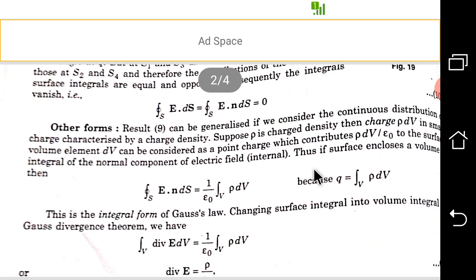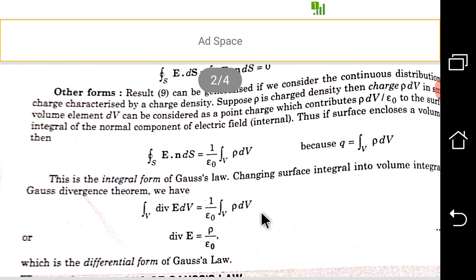Now, this is the Gauss law in another form, called the divergence form. The surface integral of E dot n into ds is equal to 1 upon epsilon naught times the volume integral of rho into dV, where rho is the charge density, because the charge Q is equal to the volume integral of rho into dV. This is the integral form of the Gauss law.